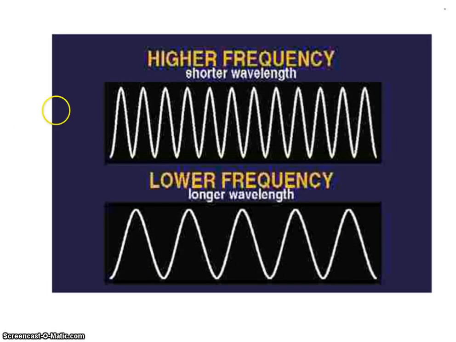Here we go again. Short wavelength, right? You can see it right here. It's a short wavelength, and look at how many waves we can get, right? High frequency, short wavelength. Low frequency, there's only 1, 2, 3, 4, 5 waves here, right? But look how much longer that wavelength is.